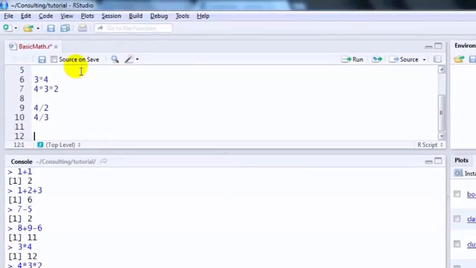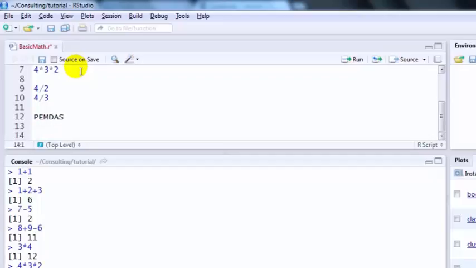However, being math, we do have to worry about complex expressions. Sometimes you might put together a formula and you need to understand in what order R is going to compute that. Fortunately, R follows the standard PEMDAS rules. That's P-E-M-D-A-S, PEMDAS. That's parentheses, exponents, multiplication, division, addition, and subtraction.